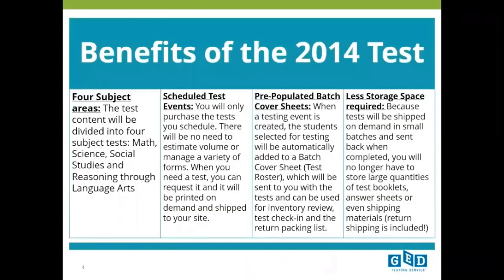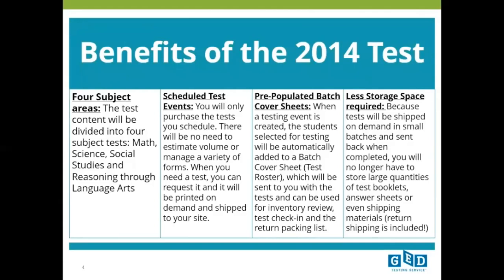Benefits of the 2014 test. Four subject areas. The test content will be divided into four subject tests: math, science, social studies, and reasoning through language arts. Scheduled test events. You will only purchase the test you schedule. There will be no need to estimate volume or manage a variety of forms.